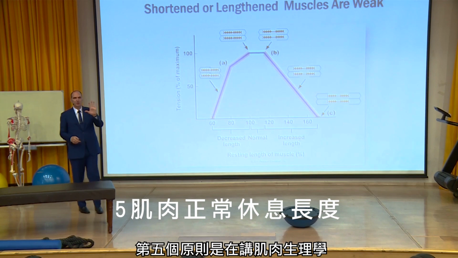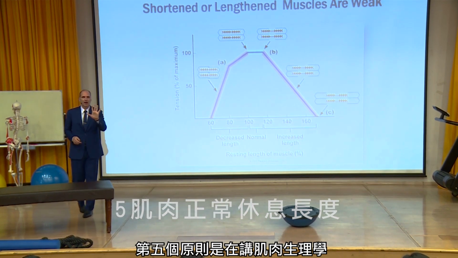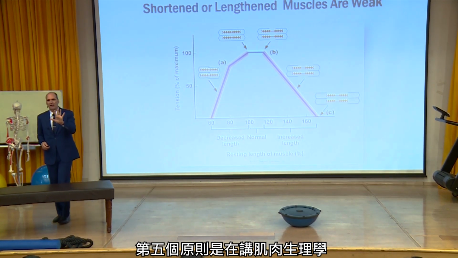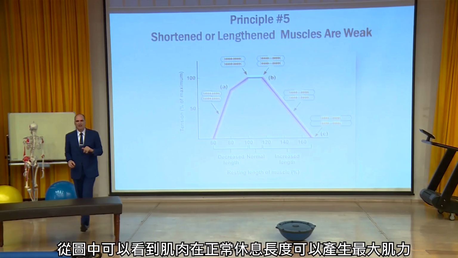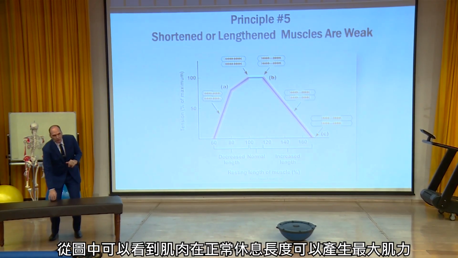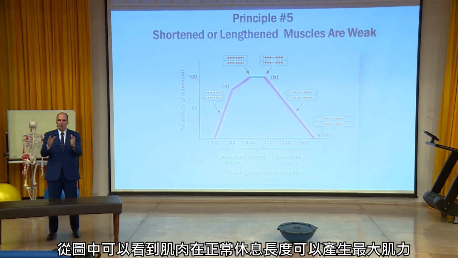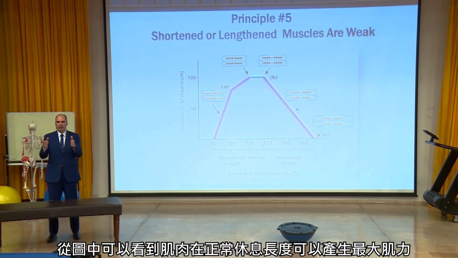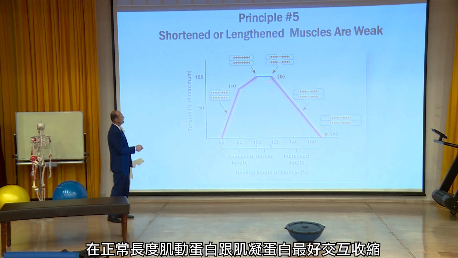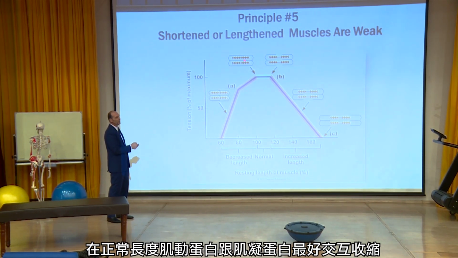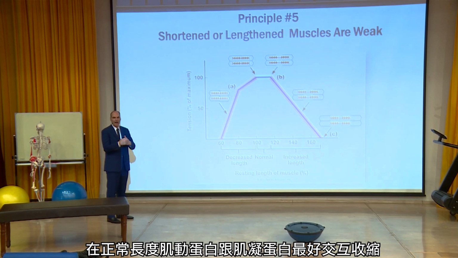The next concept, number 5, it comes from muscle physiology science. And this concept says that the muscle generates the most strength when it's at its normal physiologic resting length. Why? Because at the middle, at the normal resting length, is when the actin and myosin are the most overlapped.